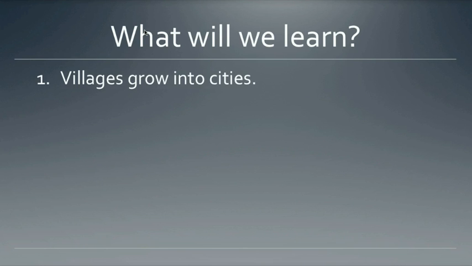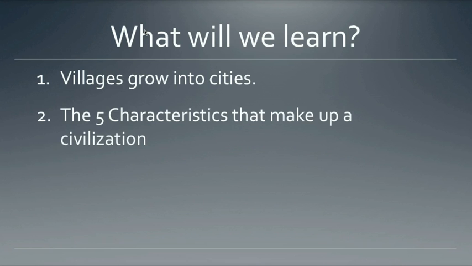So what are we going to learn today specifically? Well, these things will play into our questions. So we're going to talk about how villages grow into cities. And of course, once you have cities and more of them, you can get civilizations. Well, in order to be a civilization, you have to meet the five characteristics that make up a civilization. So we'll talk about what those five characteristics are. And then we will finish by looking at the geography of Mesopotamia and the civilization that occurs there called Sumer. So that is where we're going with all of this today.